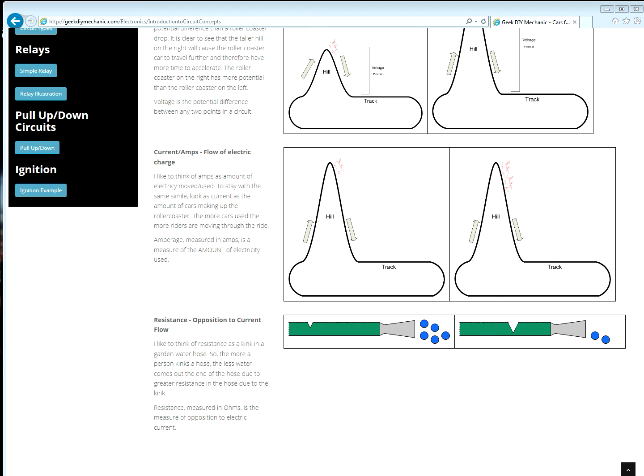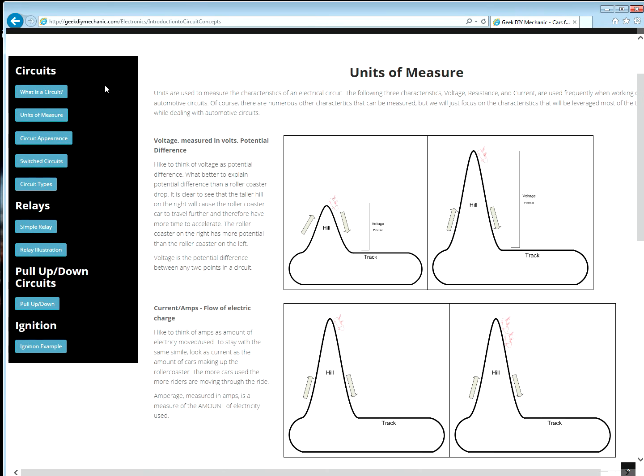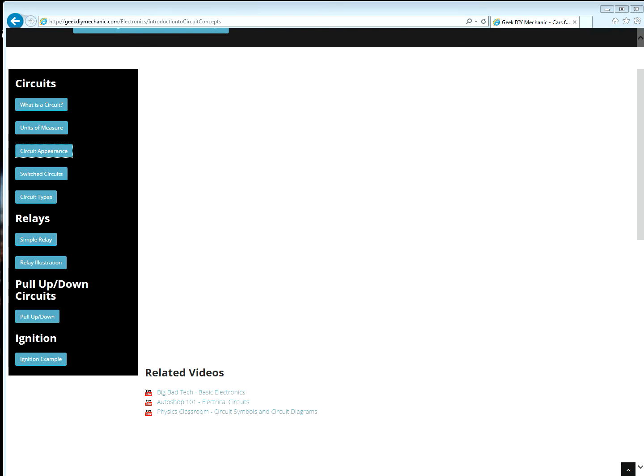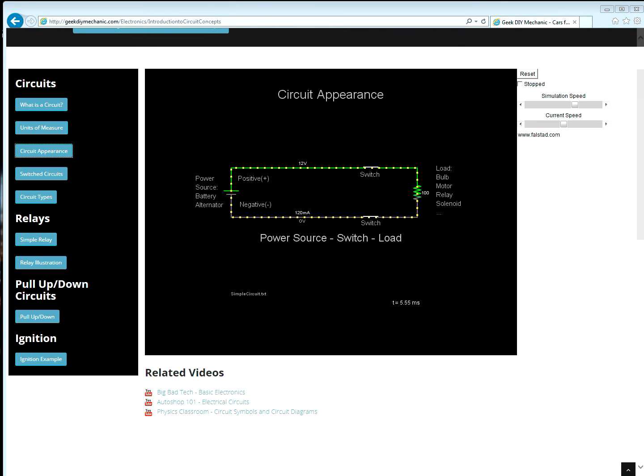Great. Now we have briefly discussed volts, amps, and resistance. Let us use the Java Applet simulator to see these concepts in action. Click on Circuit Appearance. Before we start interacting with the simulator, let's discuss what is being displayed.